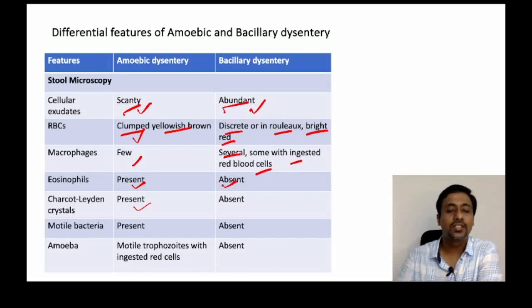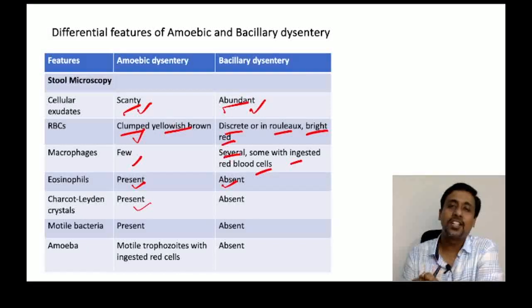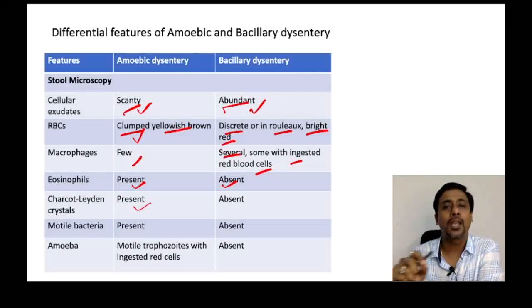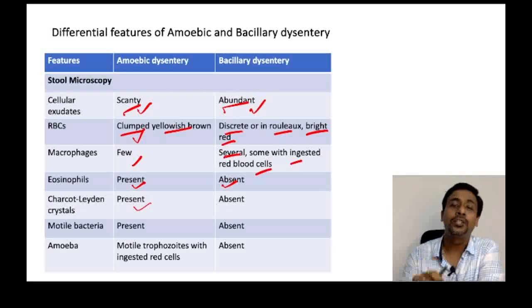Charcot Leiden crystals are present in amoebic dysentery and absent in bacillary dysentery. Why? Charcot Leiden crystals are just disintegrated eosinophils. So once the eosinophil concentration is increased, obviously they will disintegrate, and the disintegrated needle shaped crystalline structures, called Charcot Leiden crystals, will be seen in the stool. So obviously they will be present in amoebic dysentery, whereas they are absent in bacillary dysentery because eosinophils are increased only in amoebic dysentery.